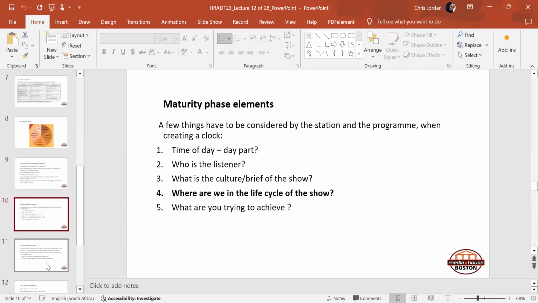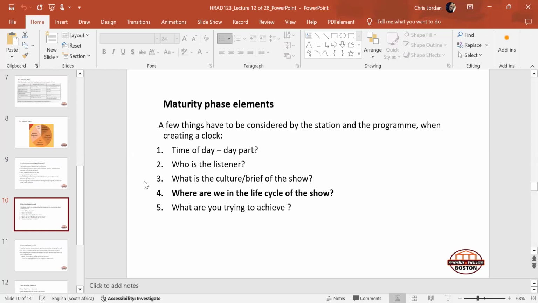Okay. So the maturity phase elements, a few things to be considered by the station and the program when creating the clock. Important because the clocks will differ. The time of day, or the day part. So if it's breakfast, the clock's going to be super busy. Again, heavy advertising, promotions, etc. Or, let's say, at night on weekends, where it's going to be more music, less links, shorter links, less serious content as well?